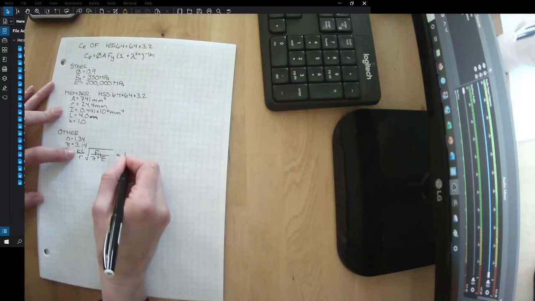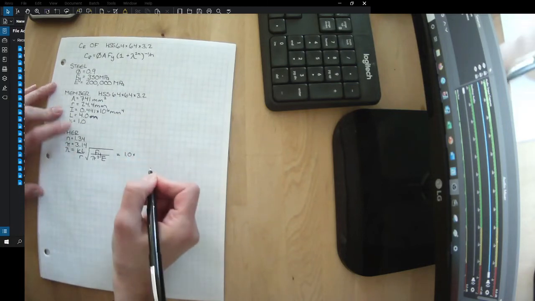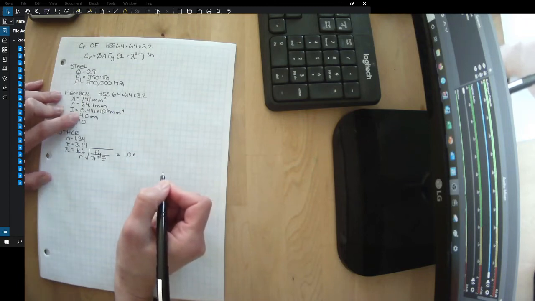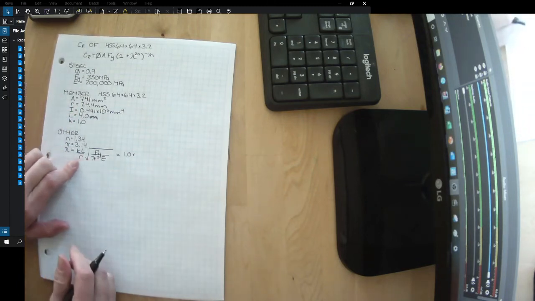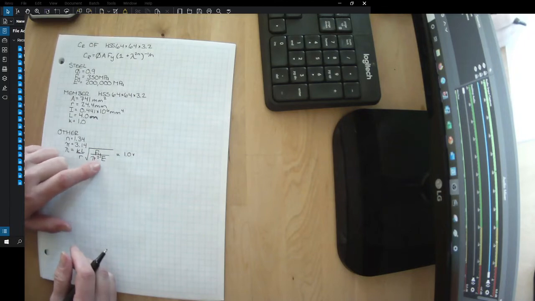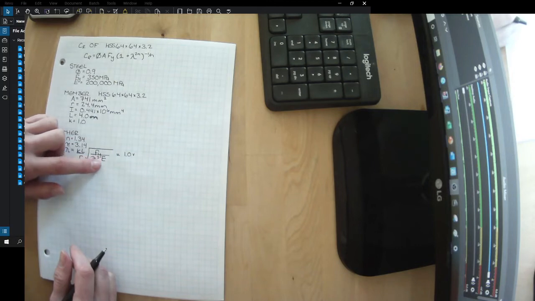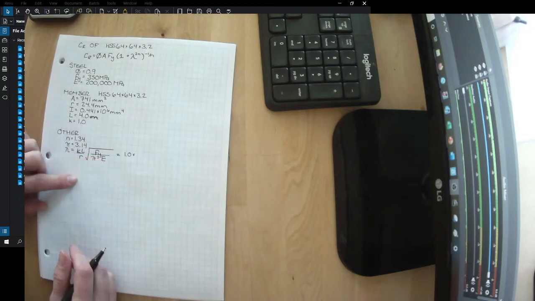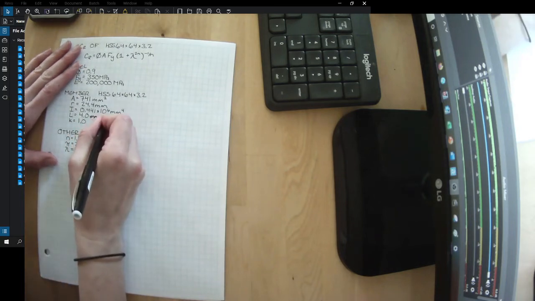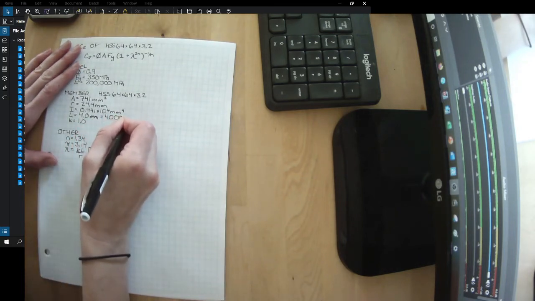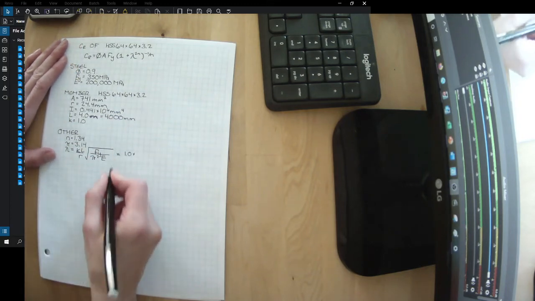We know K is 1. We know our length is 4 meters. Now, just a second here. Look at this. We have E in this equation. E is in MPa, and also look, Fy is in MPa. These are in newtons per millimeter squared. So that means everything else has to be in newtons and millimeters. So our length wants to be in millimeters.